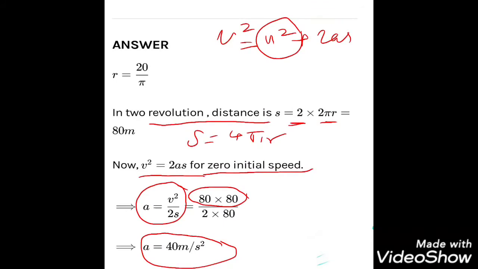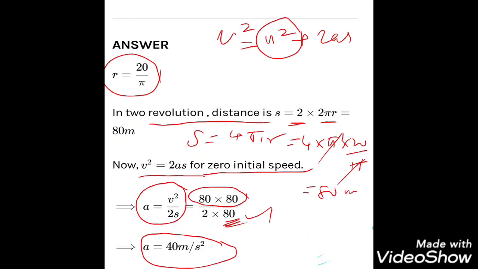So 4 into π into r, and the value they have given is r = 20/π. So 4 into π into 20/π. So π gets cancelled. 4 into 20, 80 meter. So we have substituted 80 here instead of s. If you simplify it, you will get 40 meter per second square as the correct answer.